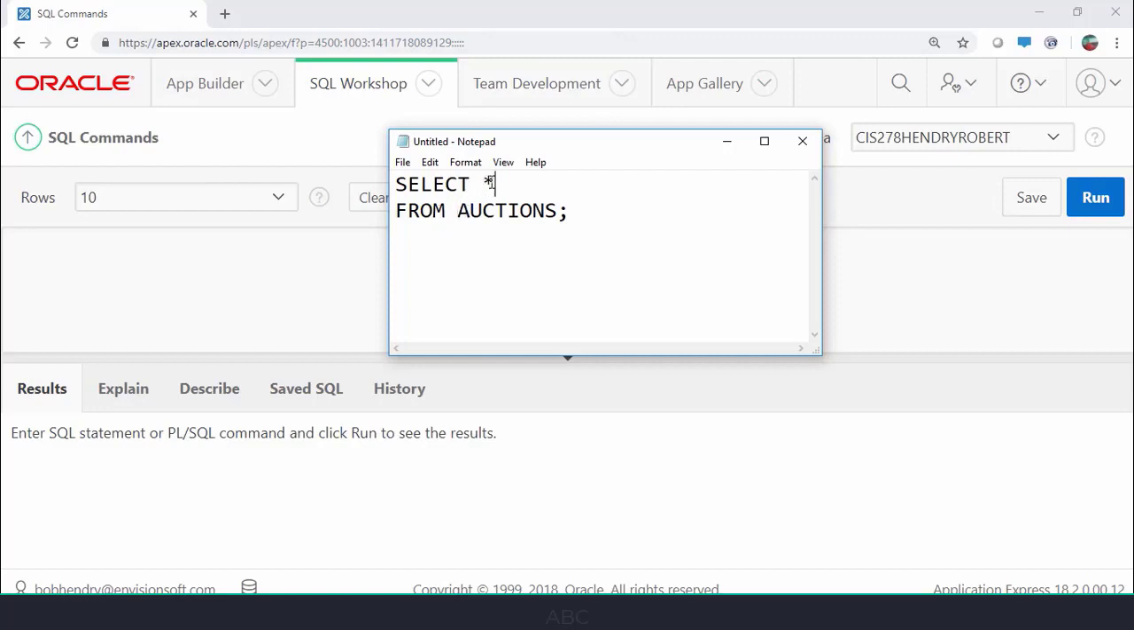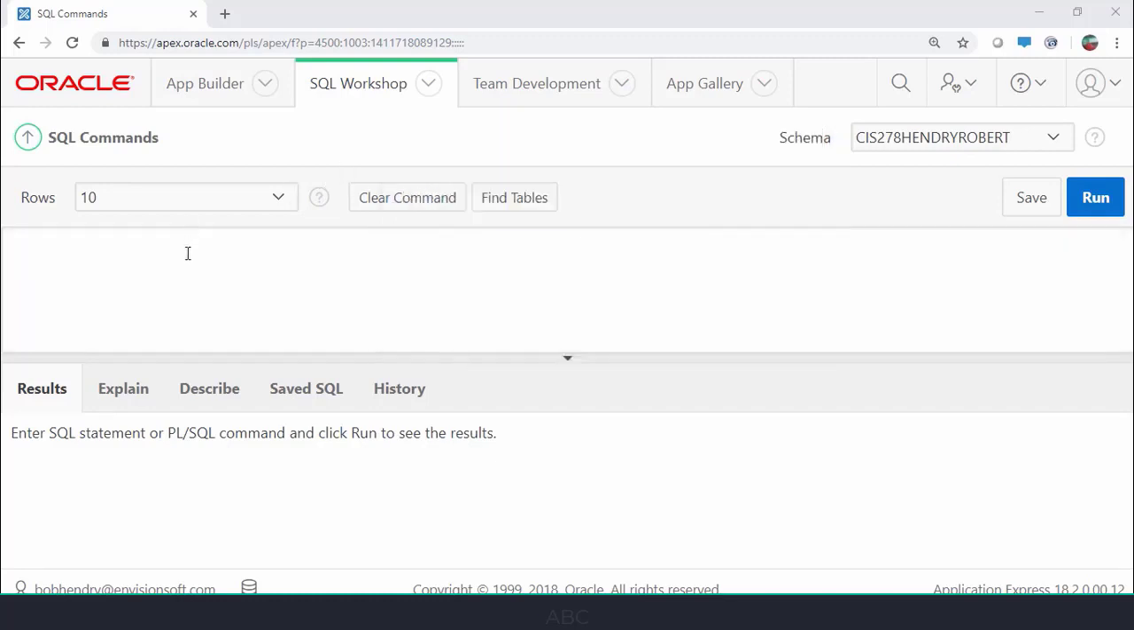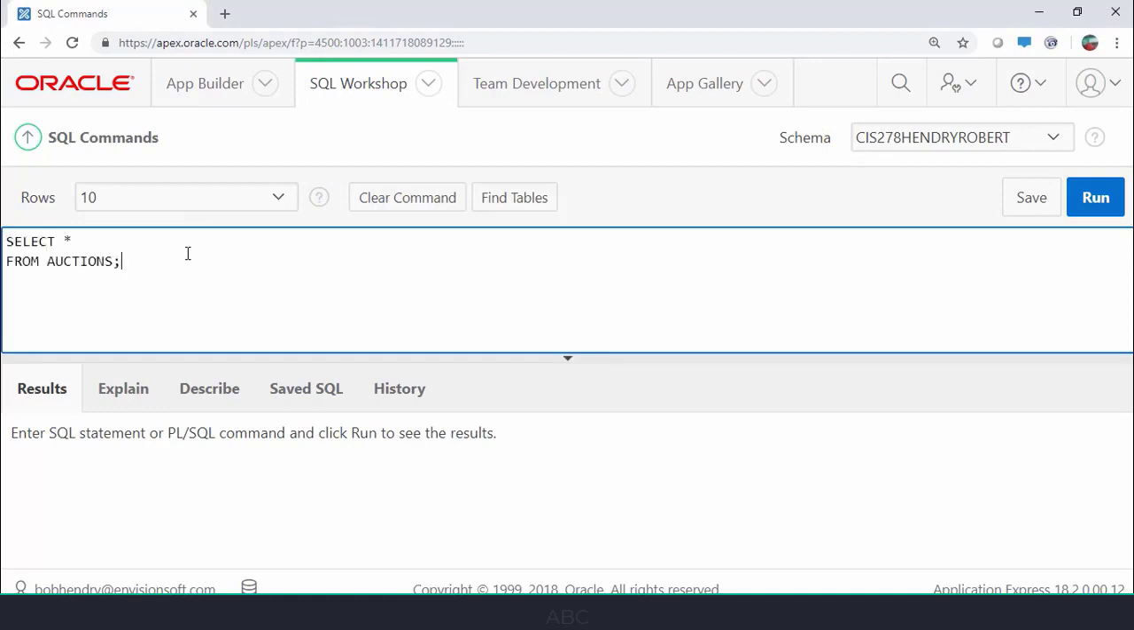Now, remember in a select statement, after select you have a list of columns separated by a comma, except for the last column, which does not have a comma in it. So in this case, we're just going to select everything from auctions. So I'm going to take this command, paste it in, and we'll get something like this. Select star from auctions. We run our SQL statement.